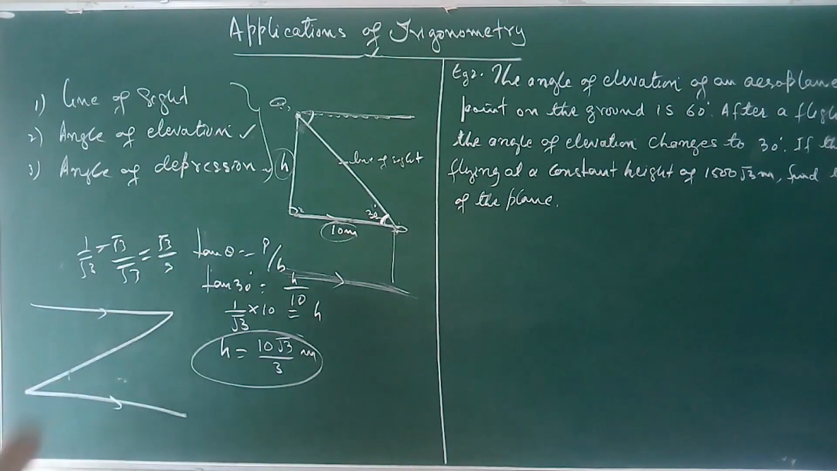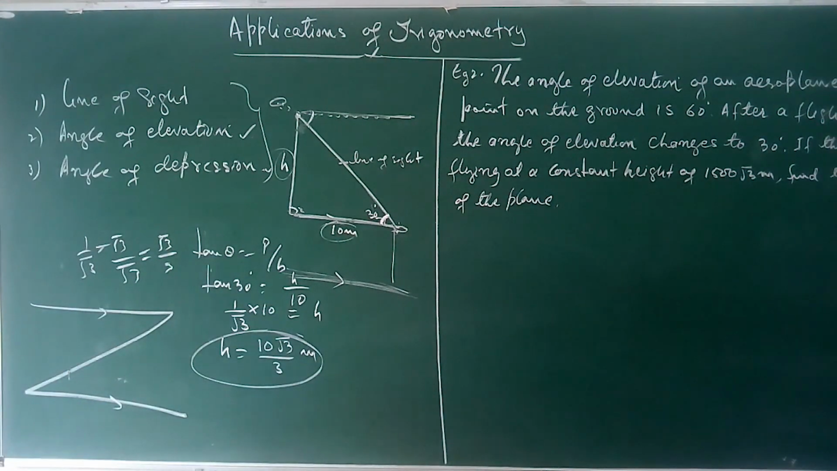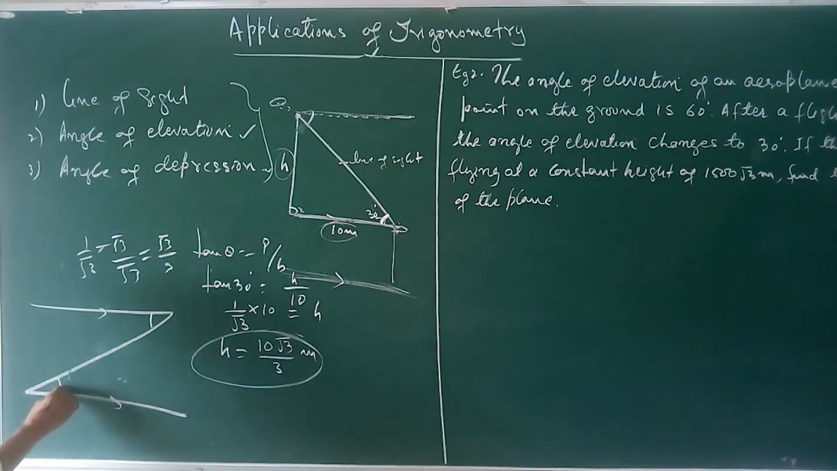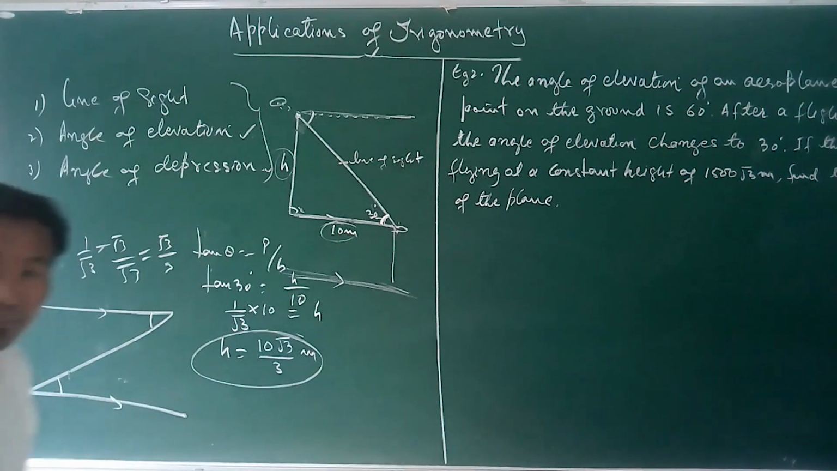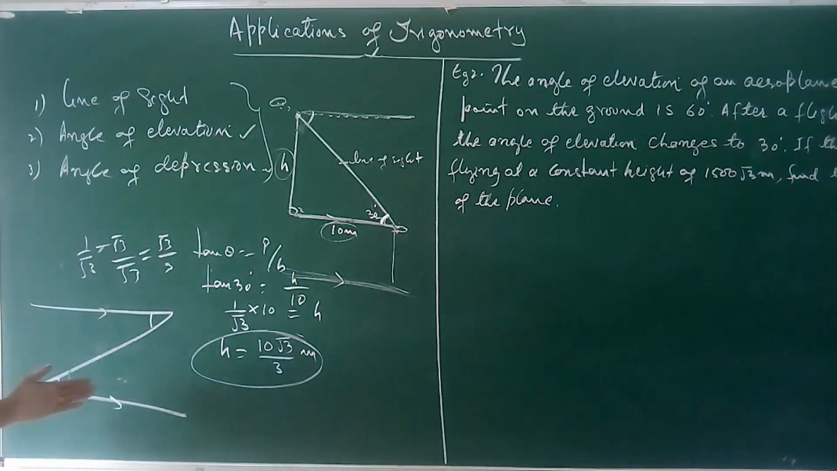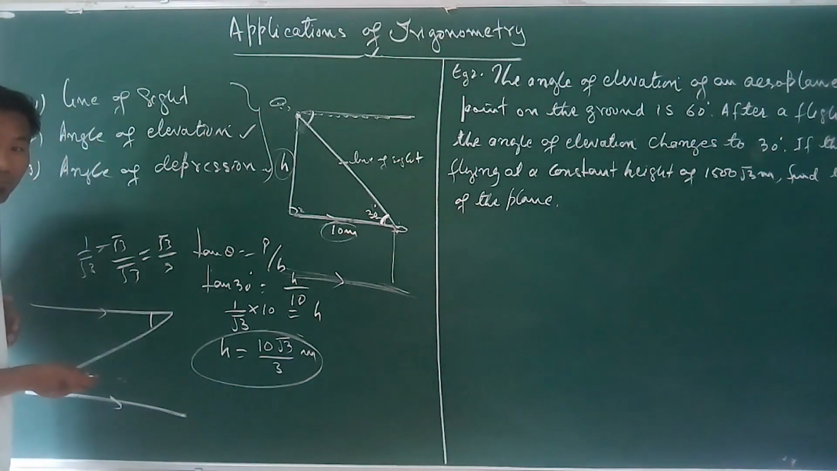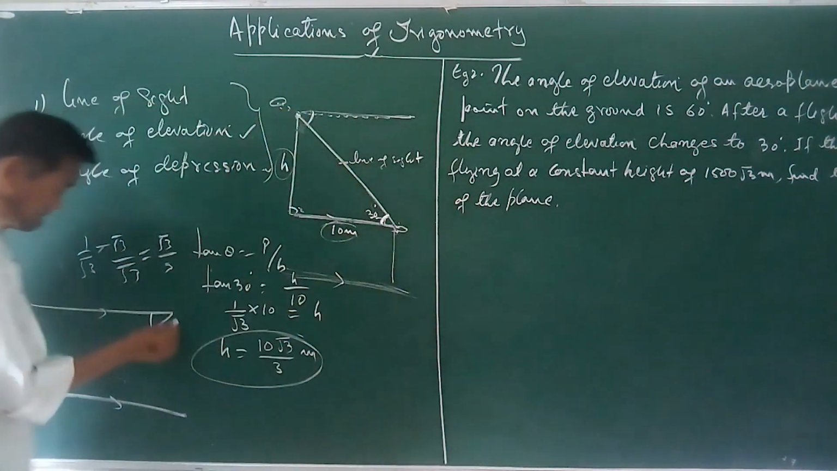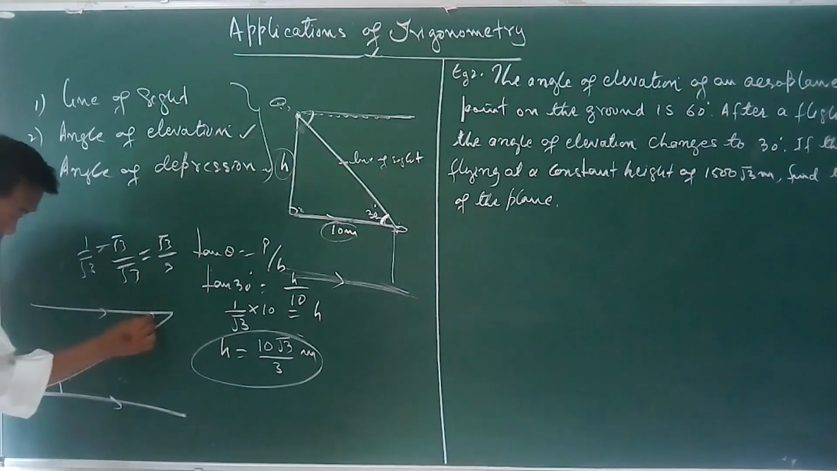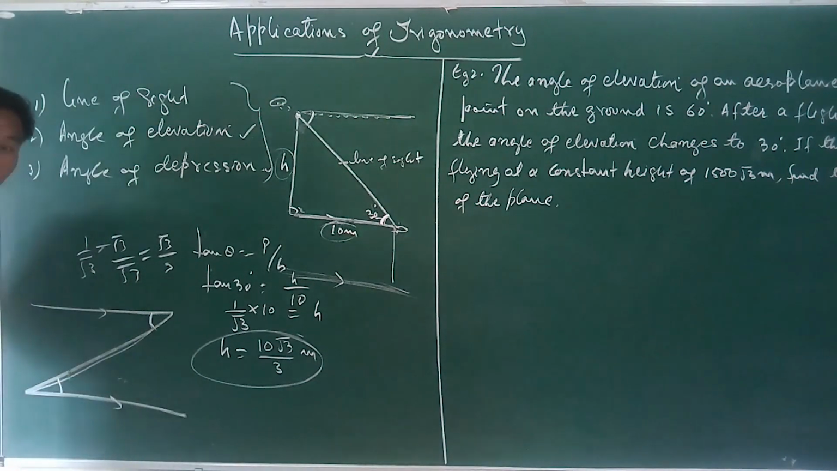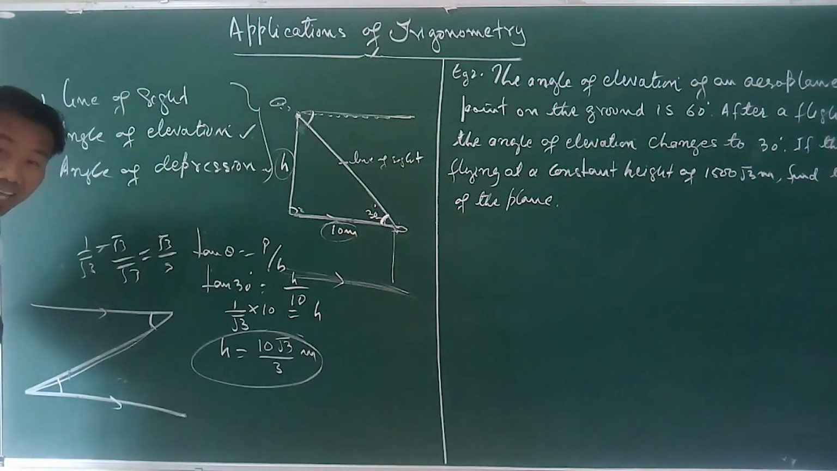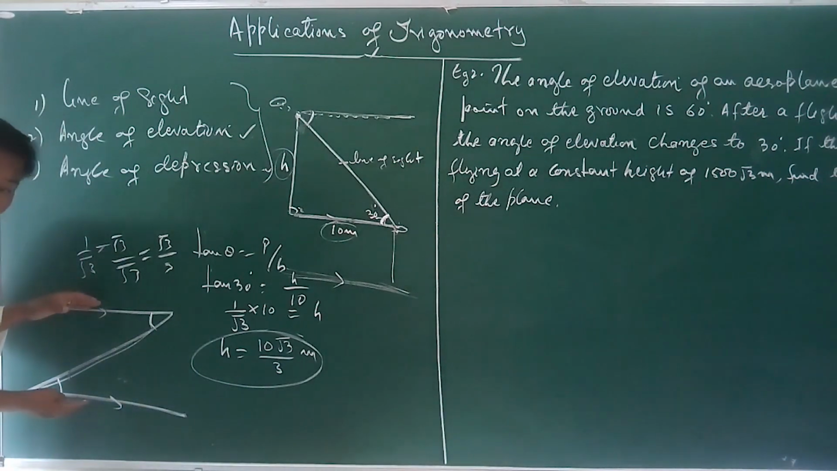If they are parallel, what will happen? Did the parallel mathematics, and this angle is always equal to this angle. Why? This is a transversal. Then what about these two? Alternate angles. If the lines are parallel, the alternate angles are equal.